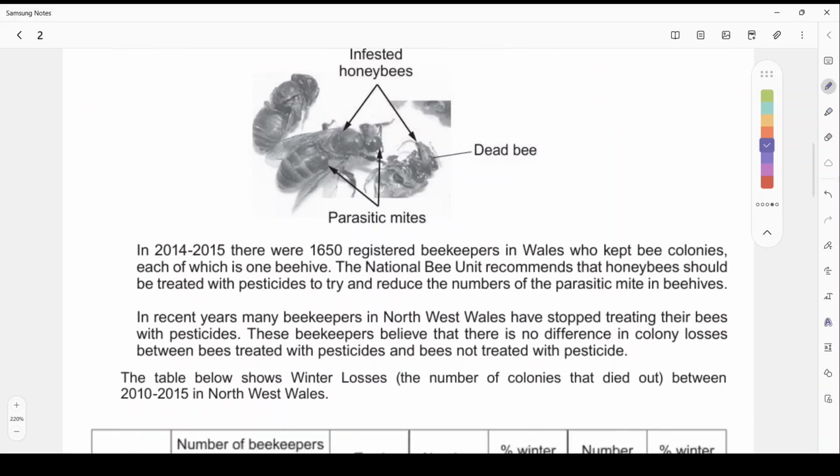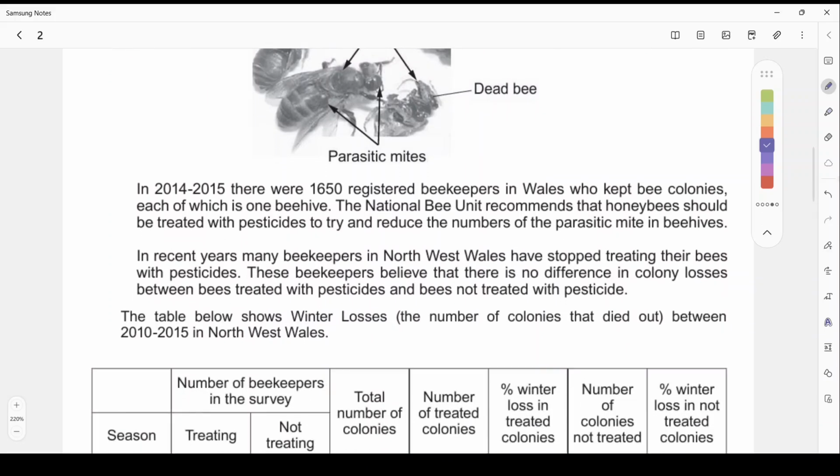Okay, so in 2014 to 2015, there were 1,650 registered beekeepers in Wales who kept bee colonies, each of which is 1 beehive. The National Bee Unit recommends that honeybees should be treated with pesticides to try and reduce the number of parasitic mites in beehives. So I think that's something to note.